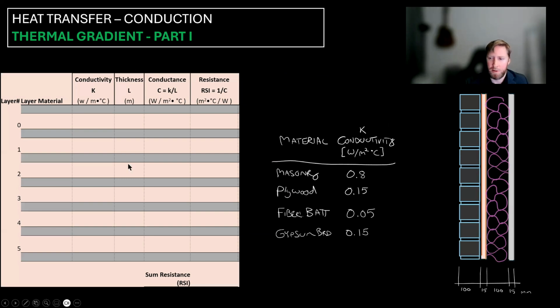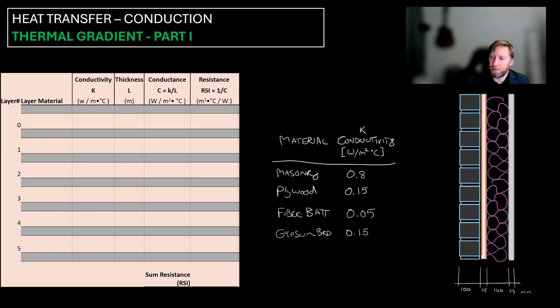Okay, so what you see here is the wall system, and I've got a table here. You can make a table similar to this or copy this directly. What you want is a list of all your layers, so you can determine the thermal resistance of each layer and then find the total thermal resistance.